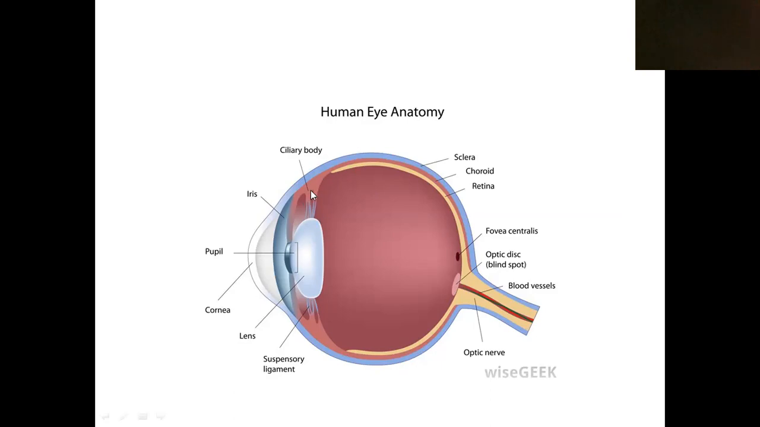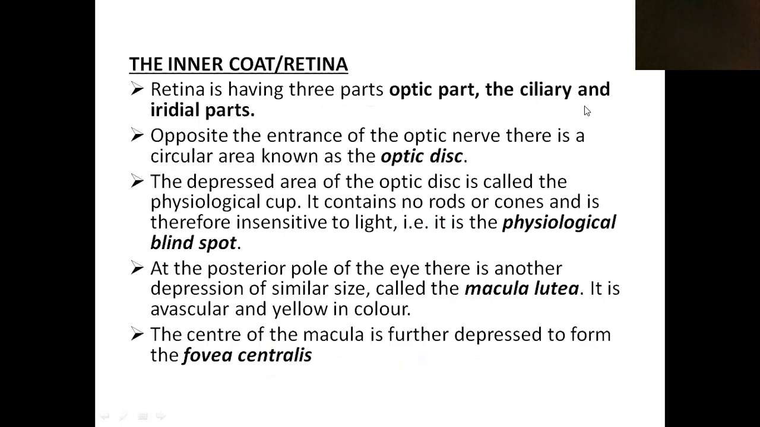Okay, so here we can see a double layered cell layer, it is known as the ciliary part. Then deep to the iris, here also we can see the continuation of the retina, that one is the iridial part. So optic part, ciliary part, and then iridial part. Now we have to discuss the optic disc. What is meant by optic disc?